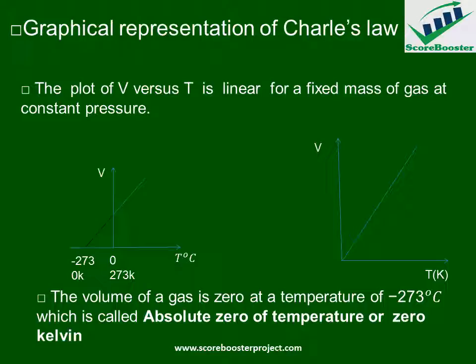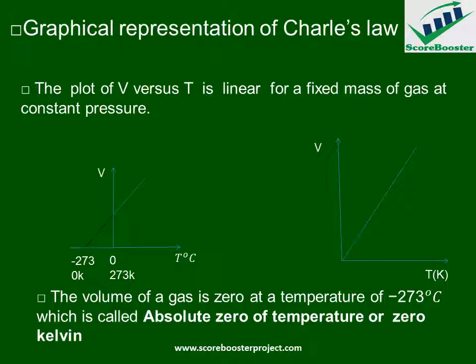And as you can see, you have a straight line graph passing through an intercept on the V axis and meeting the T axis at minus 273 degrees Celsius, which is equivalent to 0 Kelvin. And this particular temperature is called absolute zero of temperature, or 0 Kelvin. It is the temperature at which the volume of gas is reduced to 0.